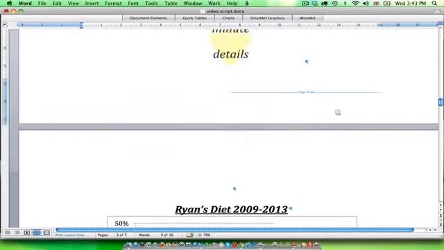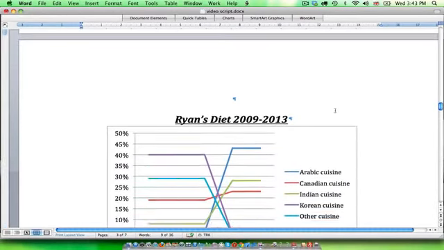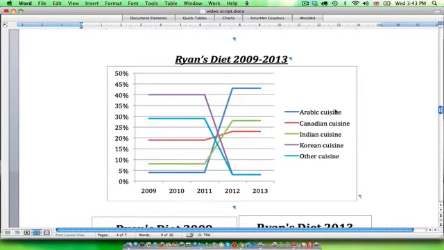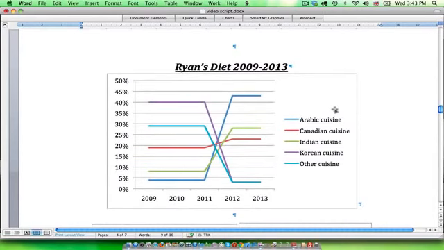So, if we take this graph, which is a more complex graph than what we had seen before, this graph shows my diet between 2009 and 2013. Now, this is one single data source, as I was telling you, and within this data source you see 5 different trends. To describe this data source, we would use single data source structure.